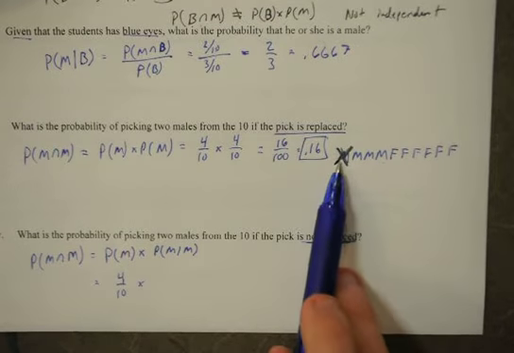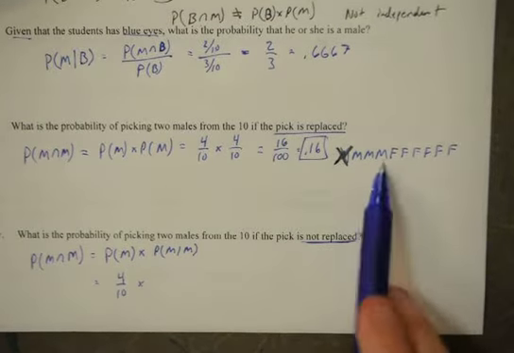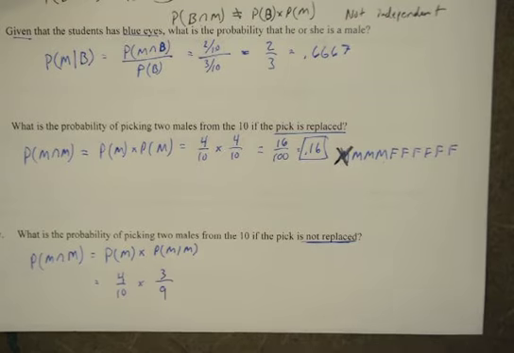Now what's the probability of picking a male? So given you just picked a male, it's probability of picking a male. It's 3 out of 9.